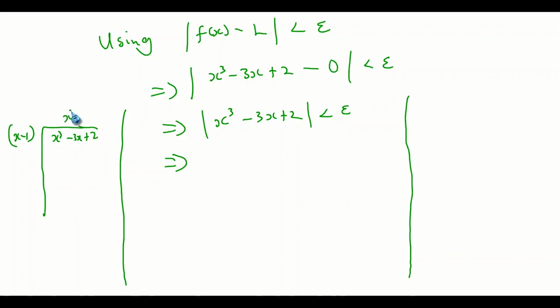So you write x squared here. Times x squared times x, it will give you x cubed. Then x squared times minus 1 will give you minus x squared. If you subtract, this one will turn to minus and this one will turn to plus, so this and this will go. So we are left with x squared minus 3x.